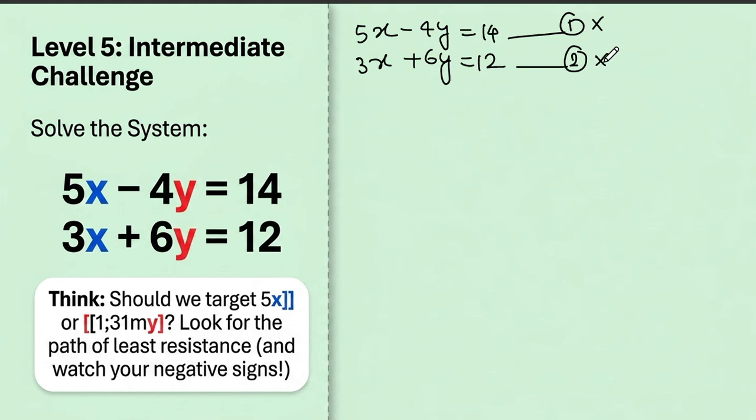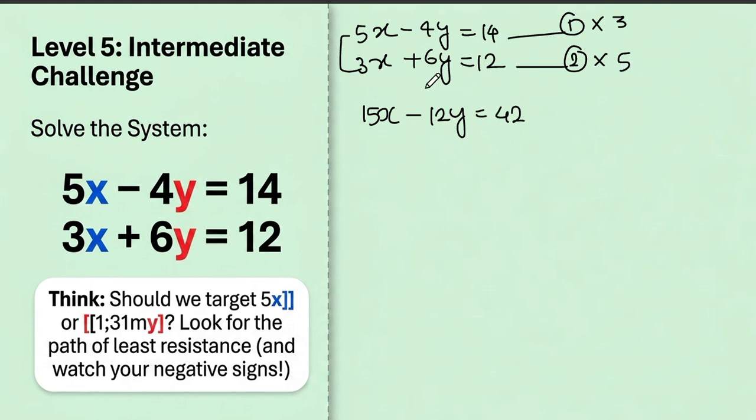What are the coefficients of x? 5 and 3. So we have to multiply by 3 and 5. So multiply the first equation by 3. What will we get? 5 into 3 is 15x minus 3 into 4 is 12y is equal to 14 into 3, which is 42.